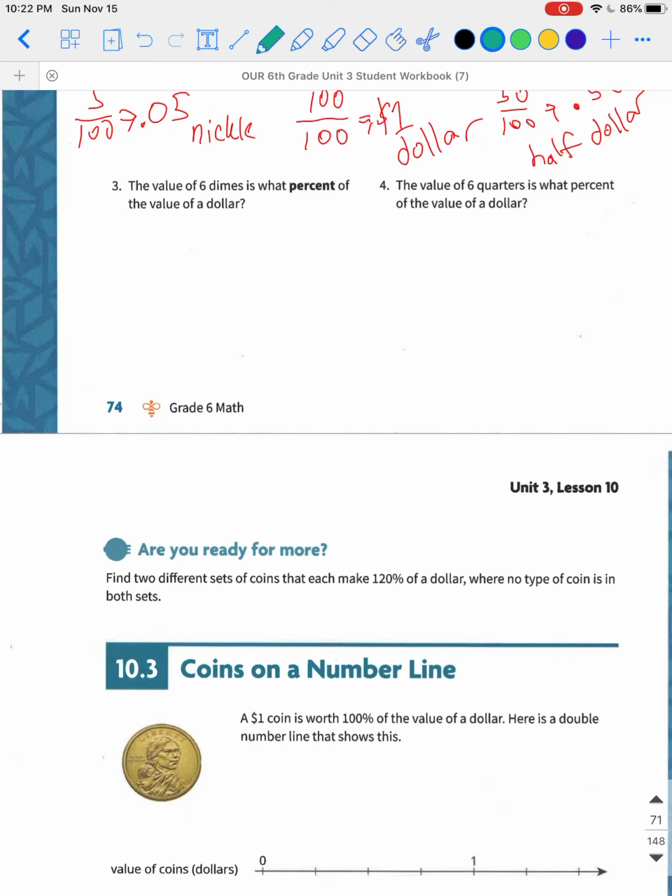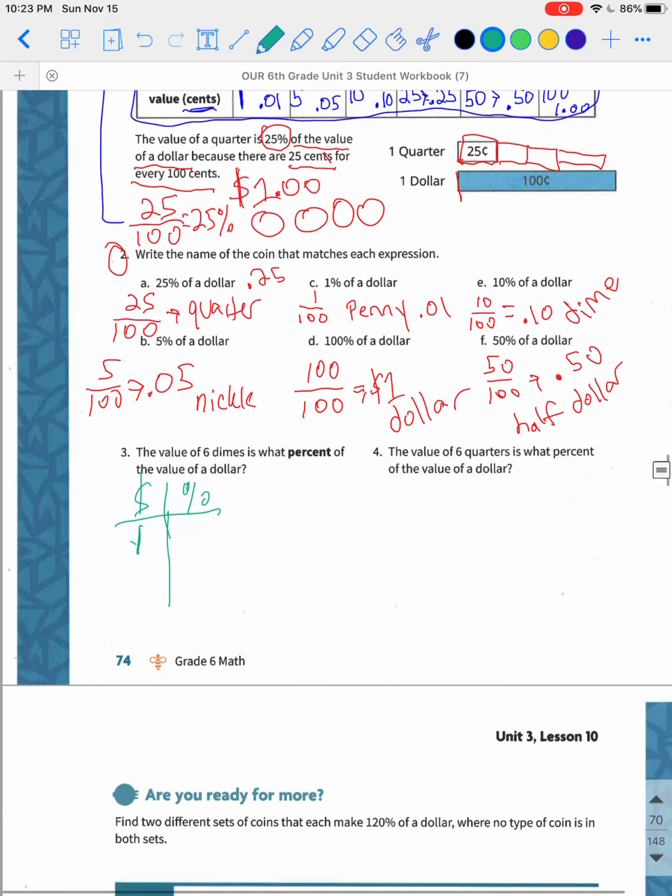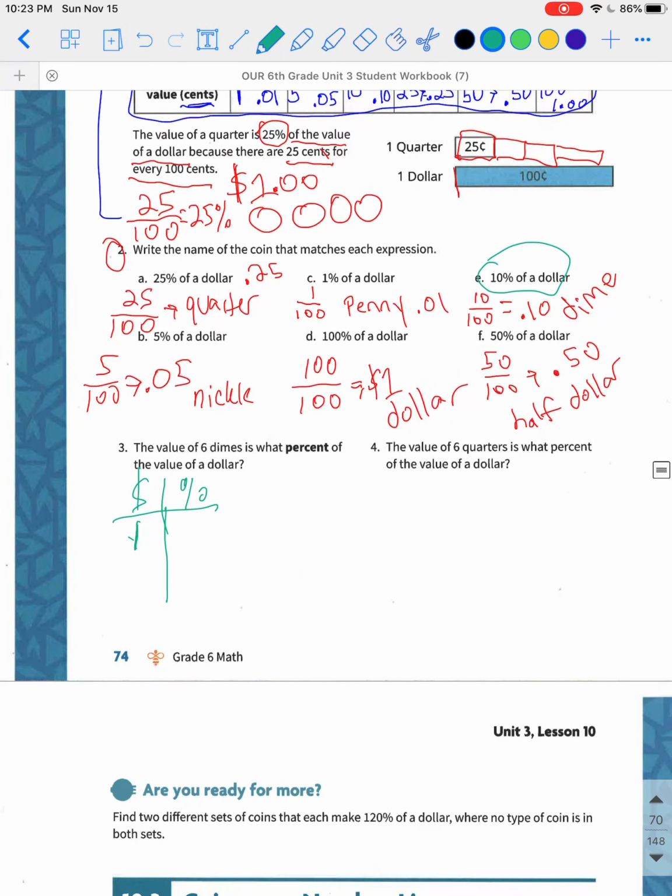The value of 6 dimes is what percent of the value of a dollar? The value of 6 dimes. So I know that we have 1 dime. We're going to put our percentage over here. 1 dime is 10%. We know that because we looked up here. Our dime is 10% of a dollar.